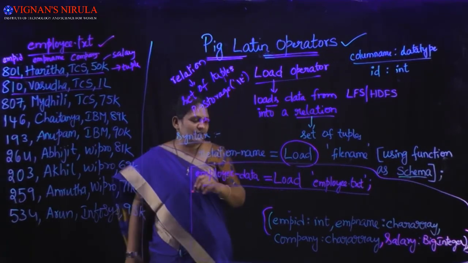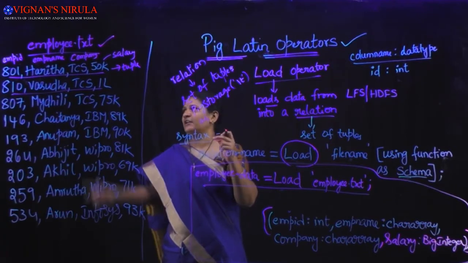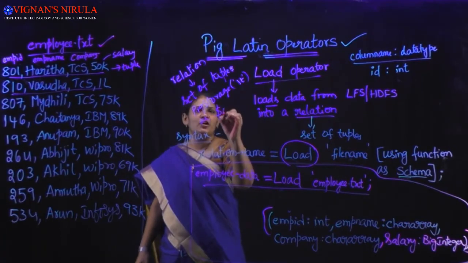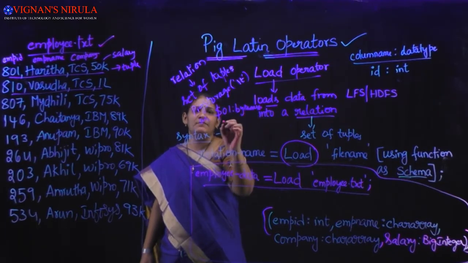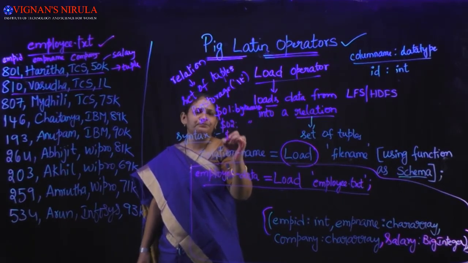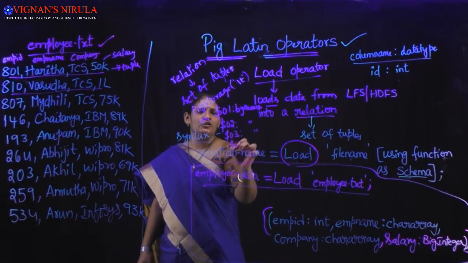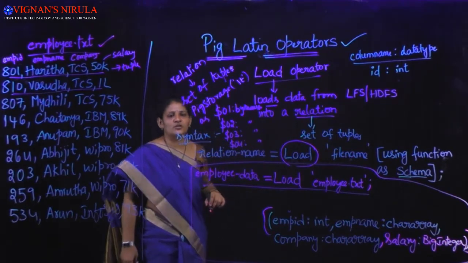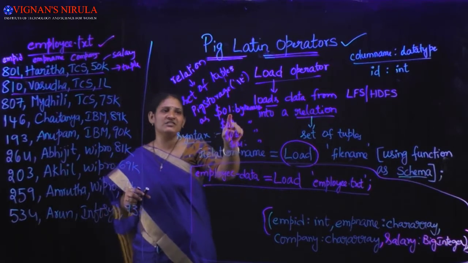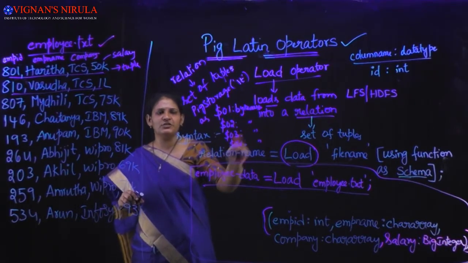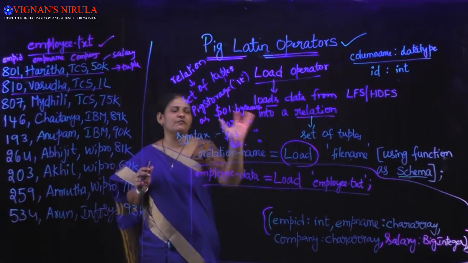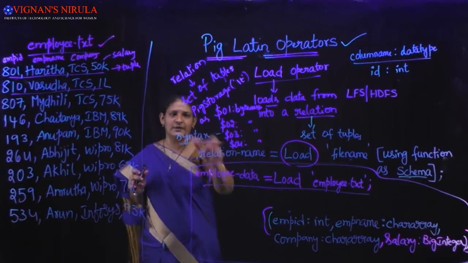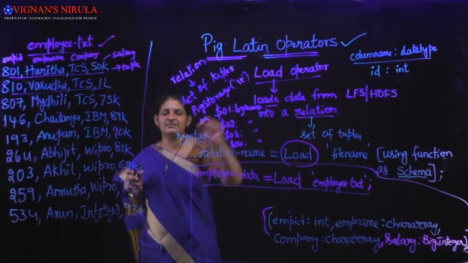As for the schema, it will take each field: employee ID as $0 and its type as bytearray, which is the default type. Similarly, the second column name as $1 and type bytearray, $2 type bytearray, $3 type bytearray. So total 4 columns, each represented as $0, $1, $2, $3 likewise. If you don't specify any column names, then Pig Latin will give names to those columns in this way, and the type it will take by default is bytearray.